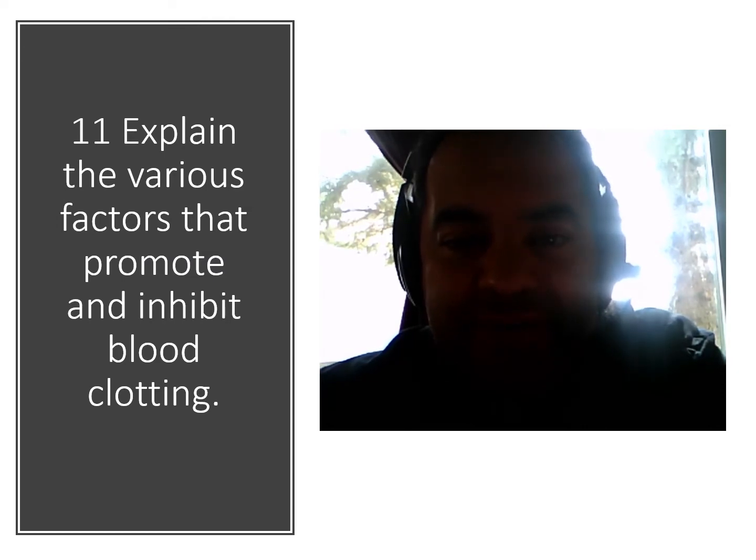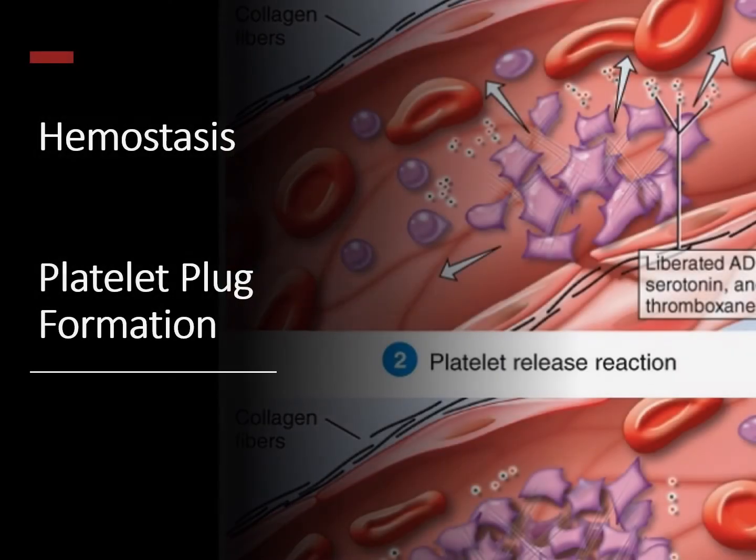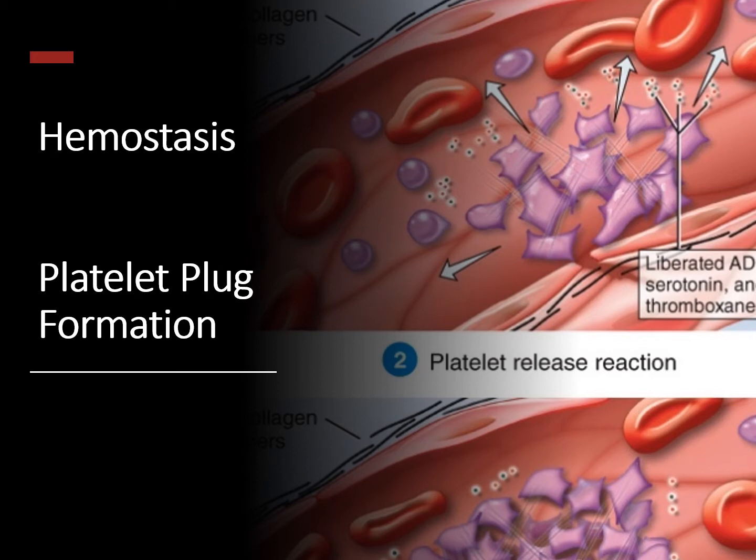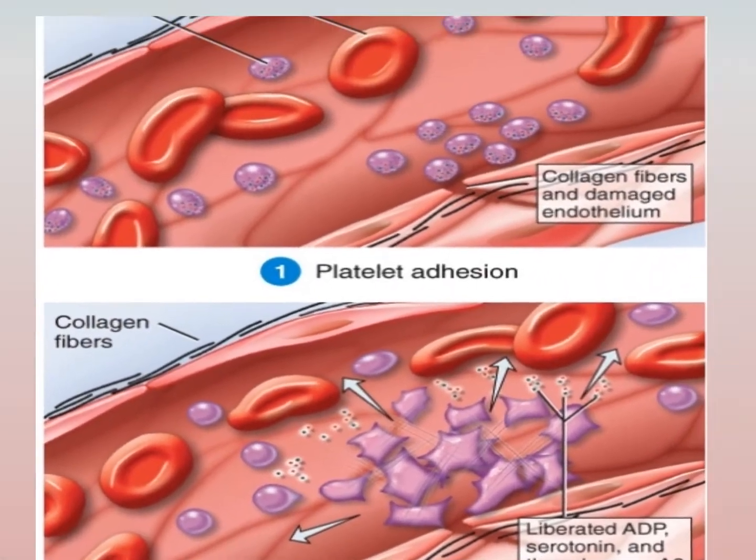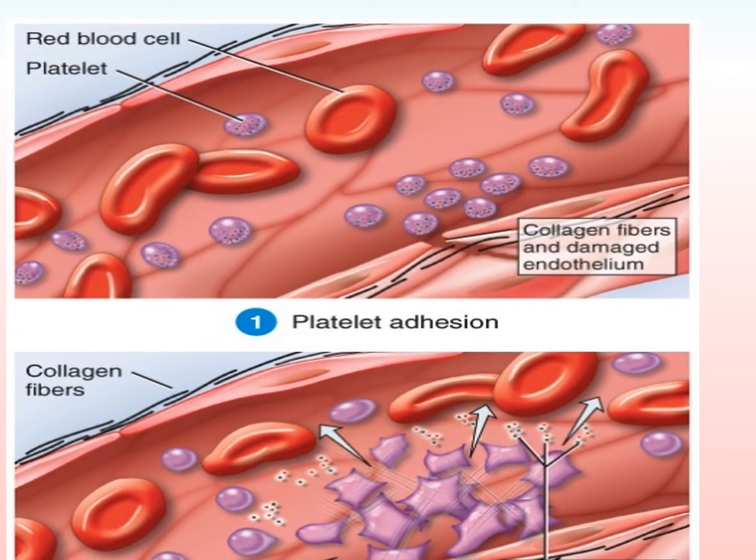Explain the various factors that promote and inhibit blood clotting. Platelets can release chemicals. They release ADP, serotonin, and that one chemical thromboxane, an eicosanoid. First, the collagen fibers from damaged endothelium or damaged blood vessels have to be exposed. And when they stick out, the platelets go past them. The collagen fibers cause the platelets to adhere or stick or even rip open.